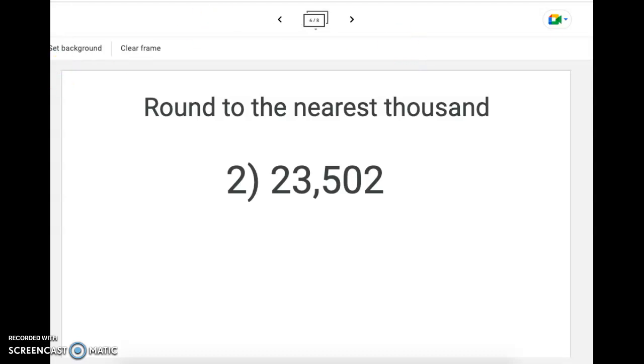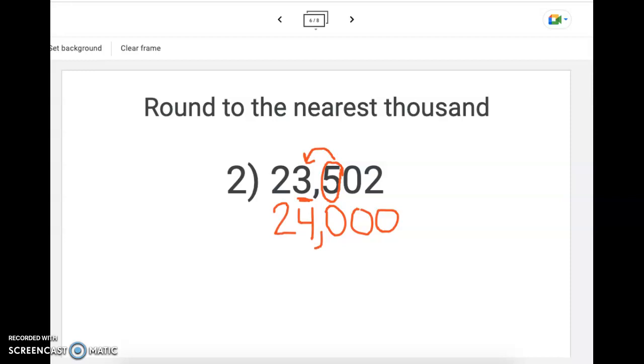When we round to the nearest 1,000, I need to underline the digit in the thousands place. The digit to the right is my boss. In this case, it's the 5. The 5 is going to tell my 3 what to do. And I know numbers 5, 6, 7, 8, and 9 tell my digit to go up 1. So my 3 is going to change to a 4. My boss changes to a 0 along with everything after it. And my numbers before the underlined digit stay the same. So 23,502 rounded to the nearest 1,000 rounds to 24,000.